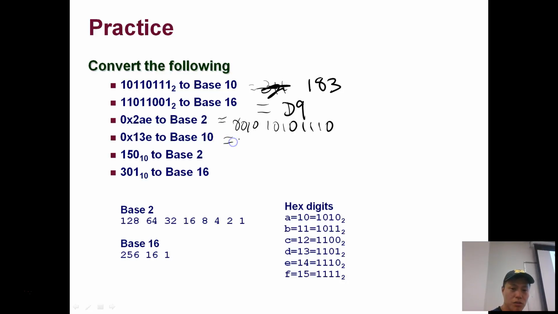Hex 13E. This I got 318. 318? 318. 150 in binary, I got 1001 0110. All right. And then the last one, 301 in base 16, I got 12D. Is that? Yes? Okay. I'm going to assume these are the correct answers, but definitely correct me if I am wrong on the forum or the Slack channel. All right.